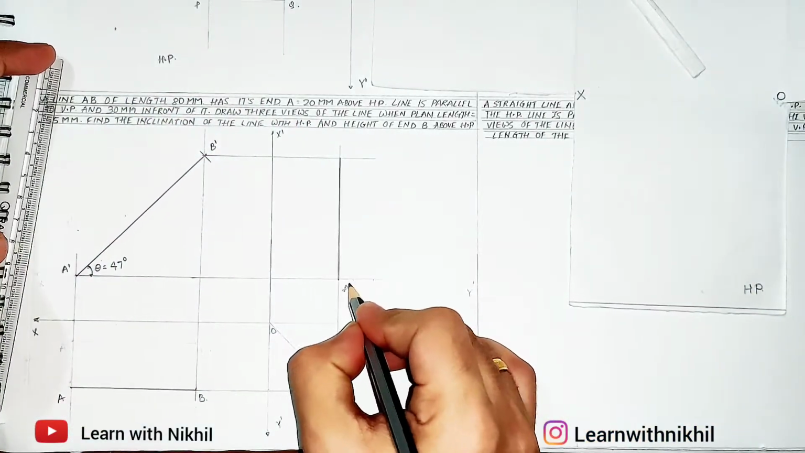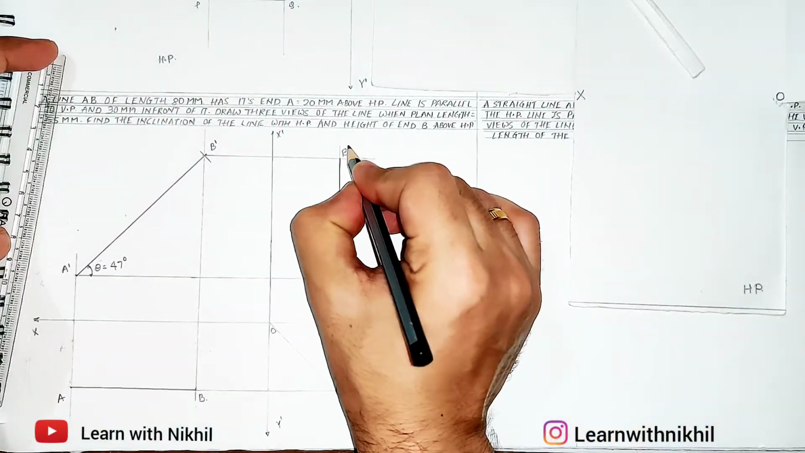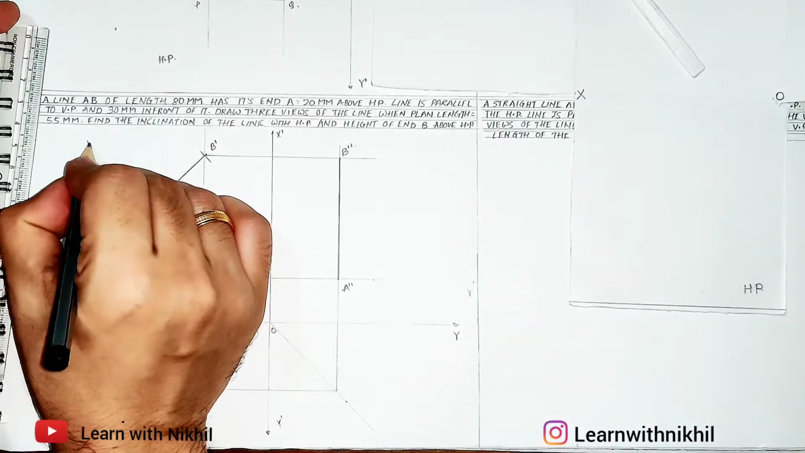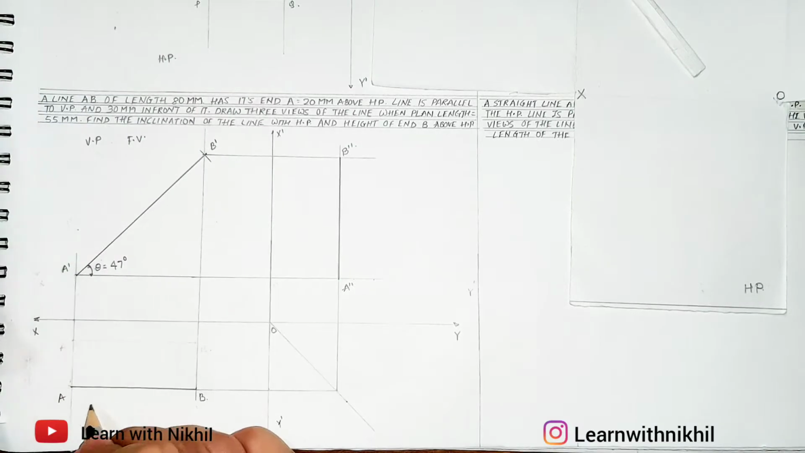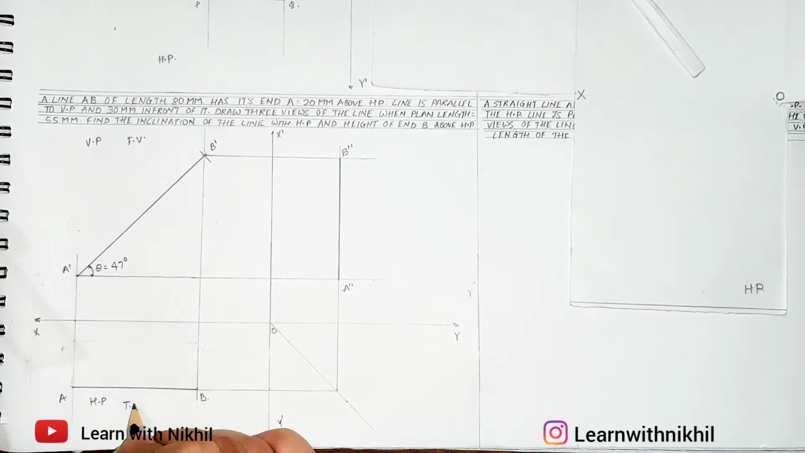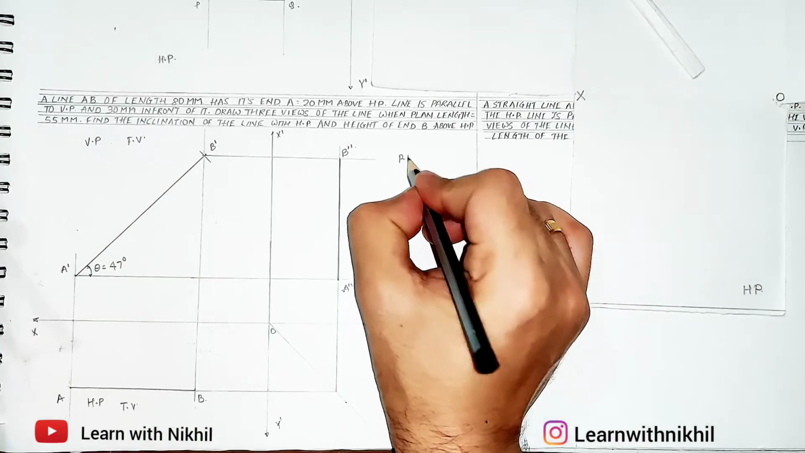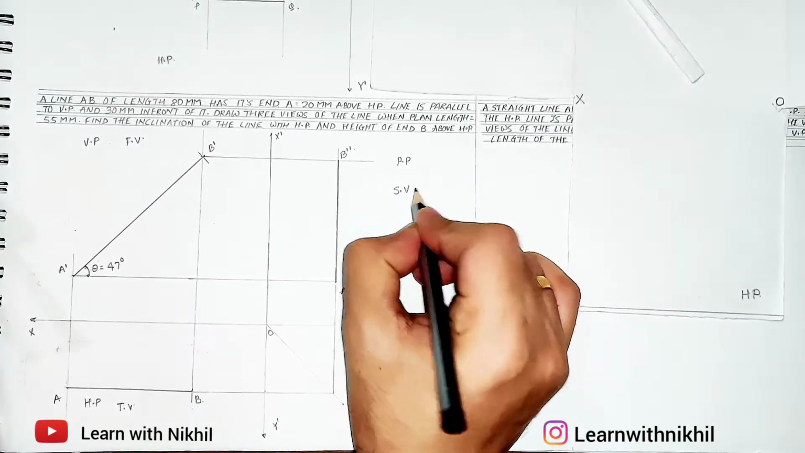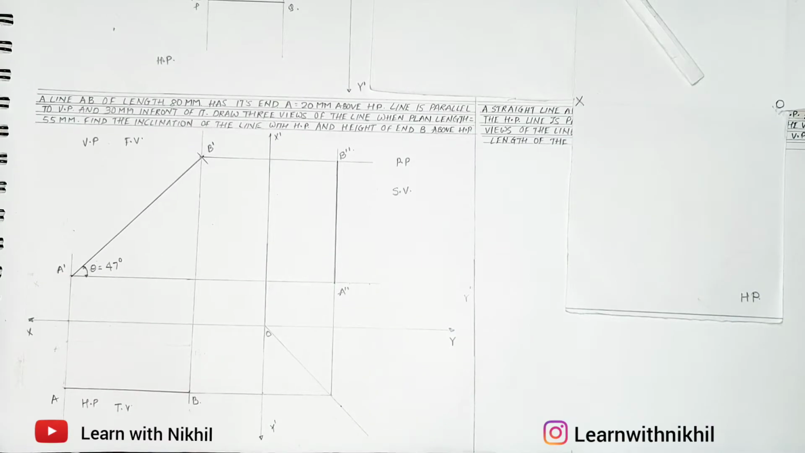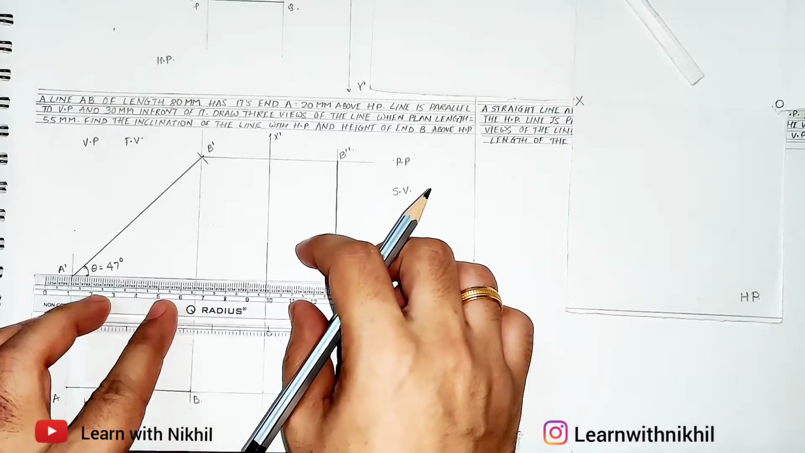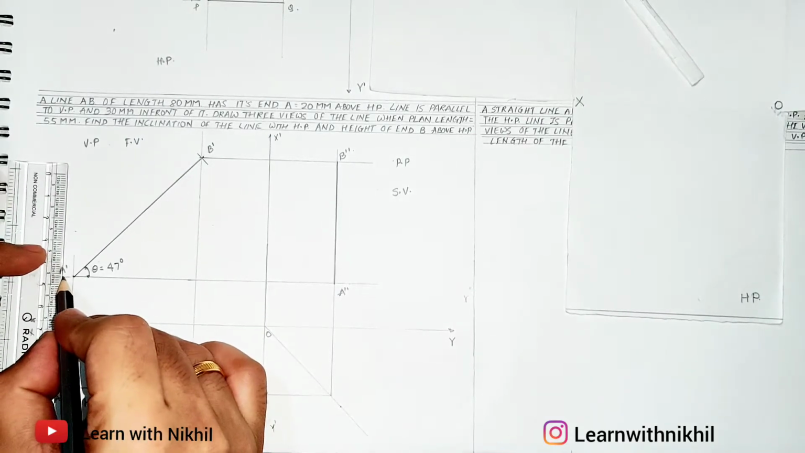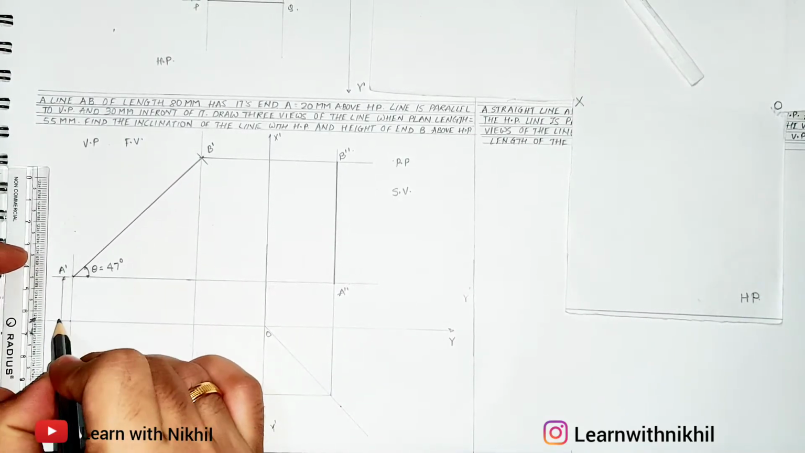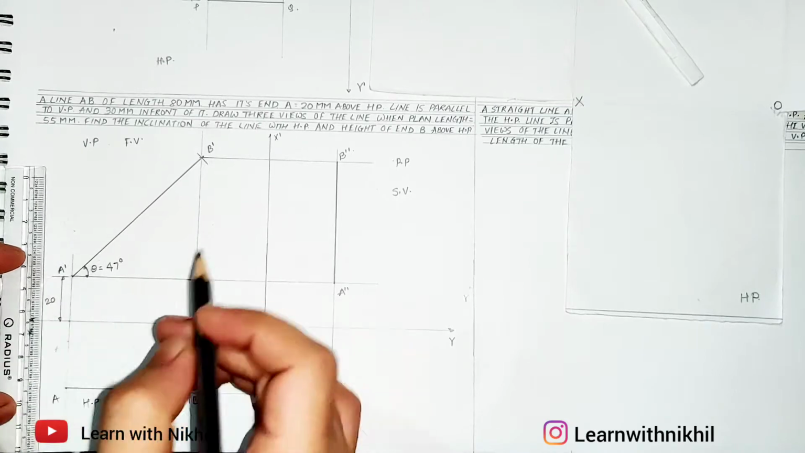So this is A double dash, this is B double dash. We are done with our sum. This is the vertical plane or the front view, the horizontal plane or the top view, and the profile plane or the side view. Marking the remaining dimensions, and also one more question we have to find out, that is the height of end B above HP. So we have to find that also.